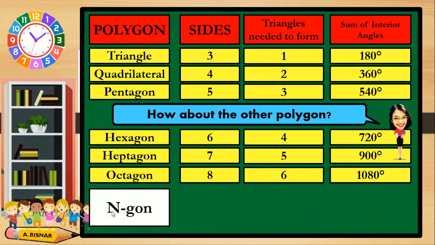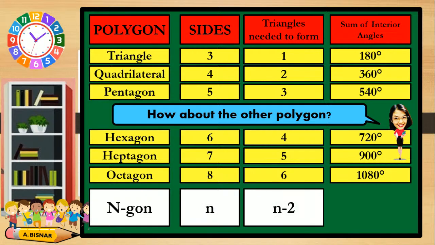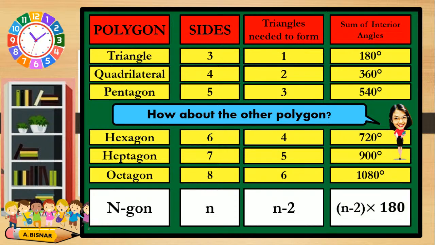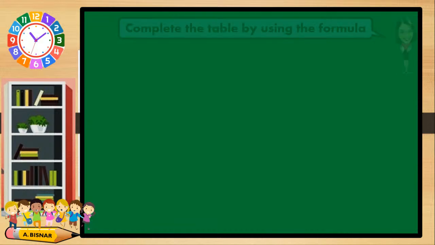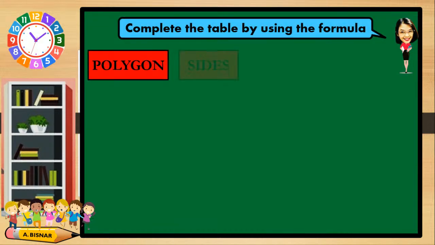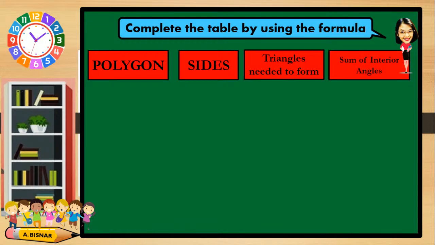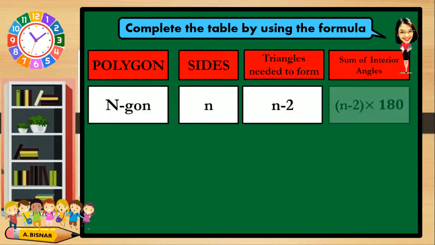So, say we have n-gon. N represents the number of sides. So, that will be the number of sides. And then, you'll just subtract 2. And after you subtract 2, you will multiply it by 180. So, for example, let us complete the following table by using this formula.